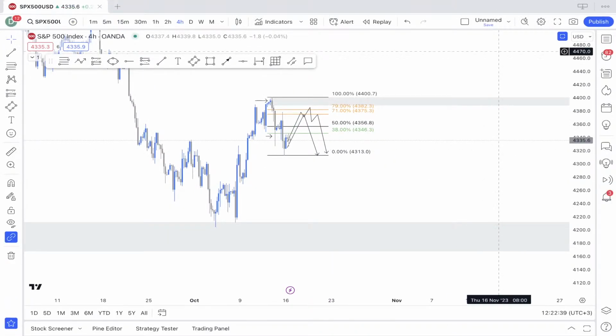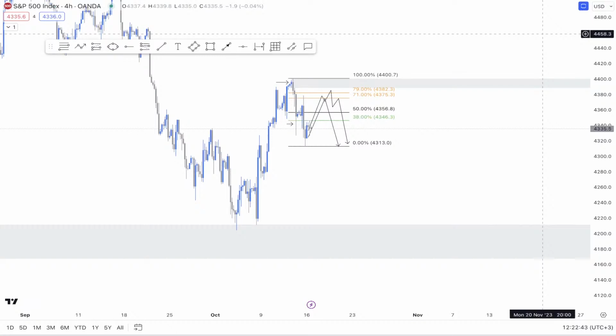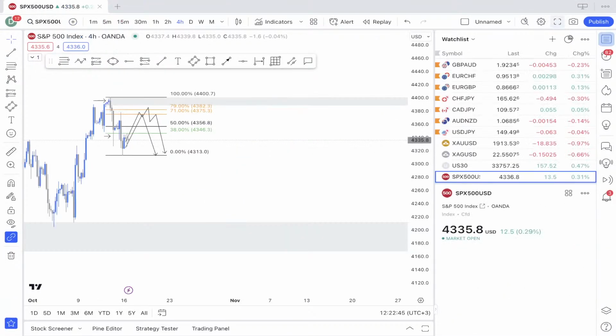But again, we just got to wait for the corrective pullback in order to pull the trigger. All right, so that's about it for SPX.